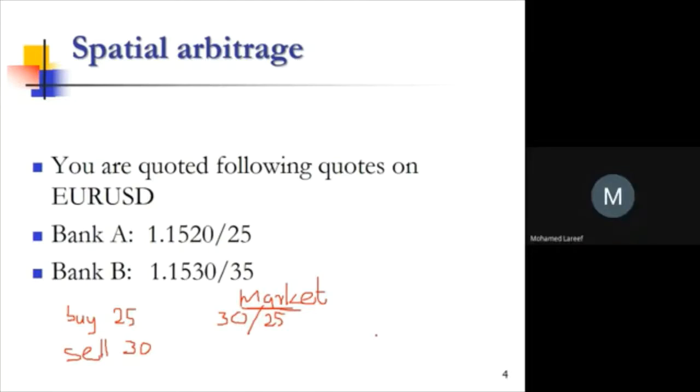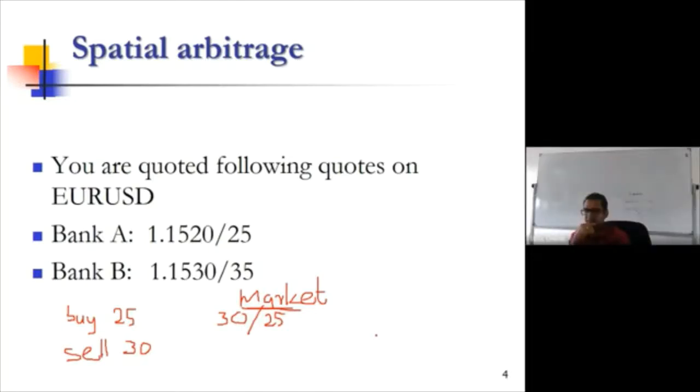Buy low and sell high. Yes, that means you keep buying from bank A and keep selling to bank B. You don't take any risk. Instant profit. So this is the special arbitrage. Something is wrong in this pricing, because in the market the offer is lower than the bid. That can't be. If it is the case, there is an arbitrage opportunity.